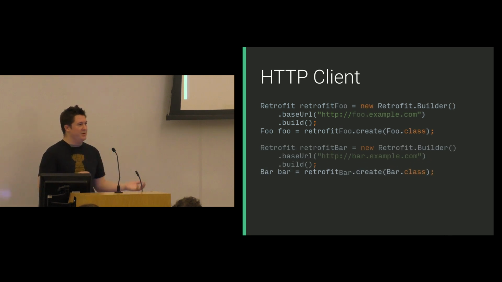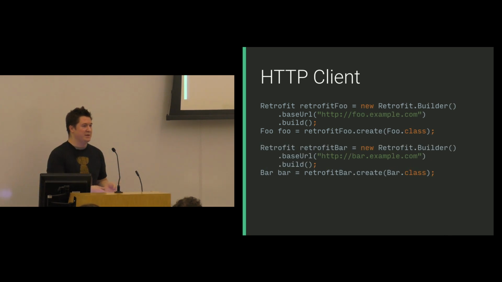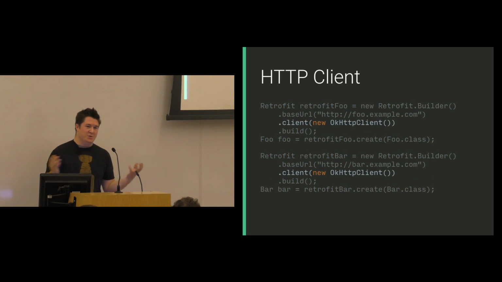But what if they're at two different URLs? What if they're hosted by two different servers? You might create two Retrofit instances, and you actually have to do this in order to change the base URL. But it's important to note that because Retrofit is not an HTTP client, implicitly what you're doing here is creating two separate HTTP clients.